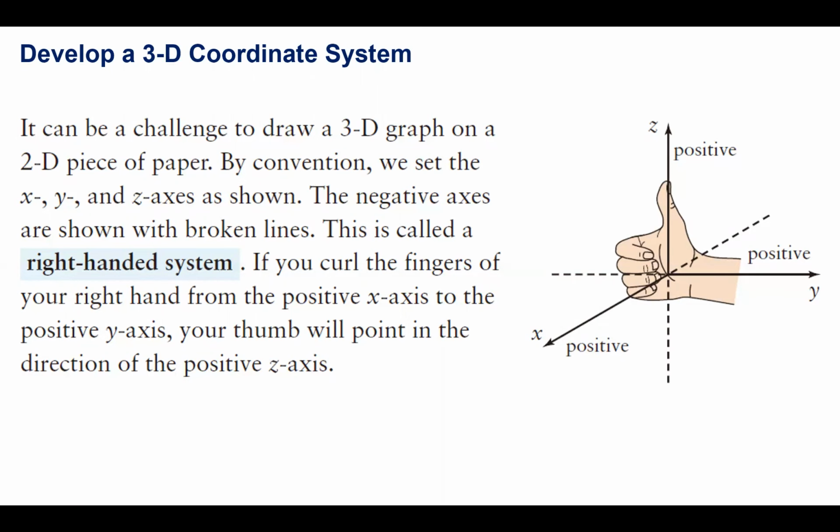That means if you curl the fingers of your right hand from the positive X-axis to the positive Y-axis, your thumb will point in the direction of the positive Z-axis. You understand? Okay, I'll give you 1 minute to have a look at this. Do you have any questions here? This is how we can set up a 3D coordinate system.